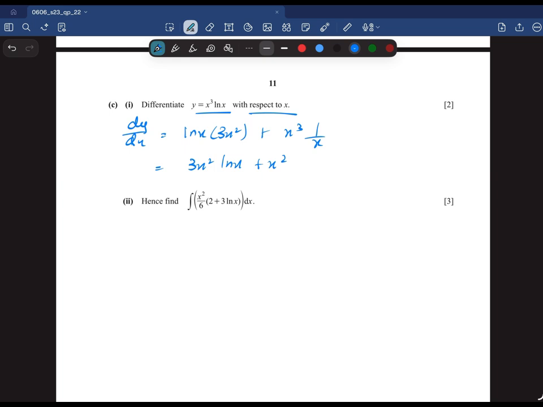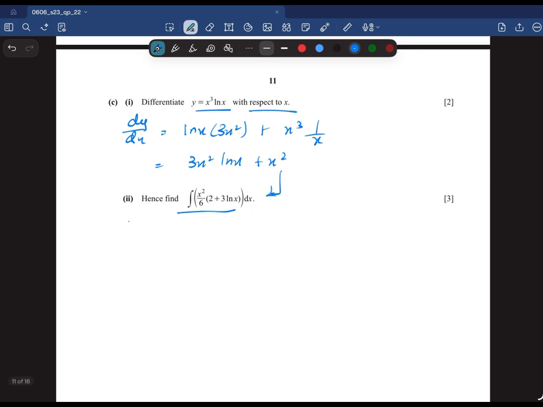Anyways, now hence find the integral of this. As you would notice, this isn't exactly what we have here, so all you have to do is expand the whole thing. x squared upon 3, 2 into 2 upon 6 is 1 upon 3, plus 3 upon 6 is 1 upon 2, so x squared ln x upon 2.